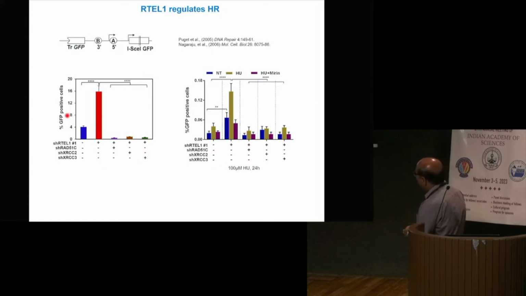And here is the data. You can clearly see that compared to the control cells, upon depletion of the RTEL1, there is 4 to 5-fold increase in the homologous recombination. Now, that can be rescued upon co-depletion of the RAD51 paralogs like the RAD51C, XRCC2, and then XRCC3. So this is in the context of the DSB repair.